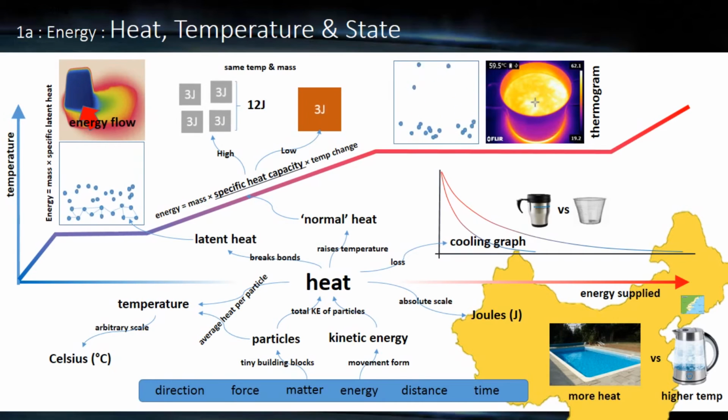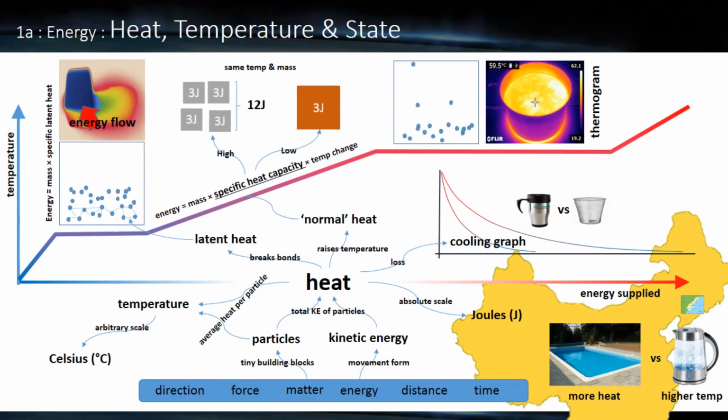A very similar thing happens here when we have boiling. Again, we have bonds being broken. They aren't shown here, but there are bonds between the water molecules, and if they have enough energy to break those bonds, then they turn into gas molecules there. We also have the thermogram here, which is infrared waves turned into colors to make it easier to see what's going on.